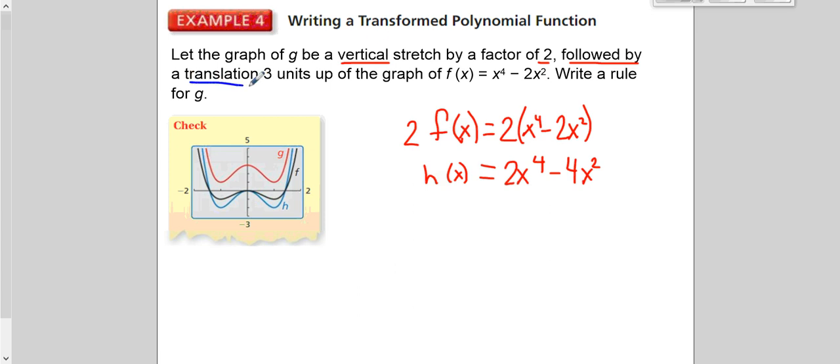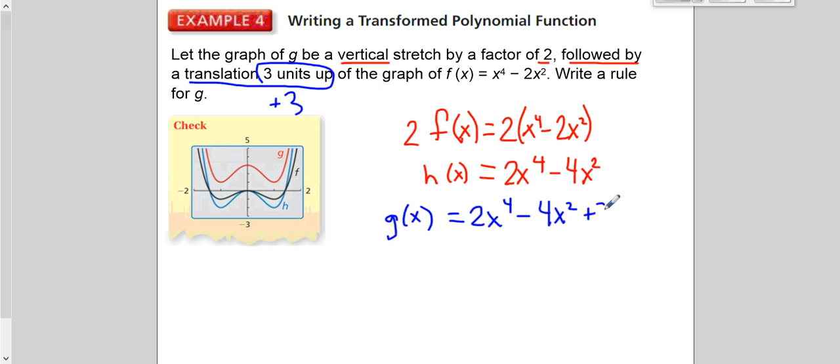followed by a translation 3 units up. 3 units up, what do we do for that? We add 3. So our g of x is exactly what we already had with a plus 3 on the end. And then you could graph all 3 equations, the original, this one after we multiplied by 2, which is our h of x, and the g of x, and see that we got a vertical stretch of 2. Notice the 0, 0 stays 0, 0 when you multiply, but it stretched it out, and then the shift up 3.